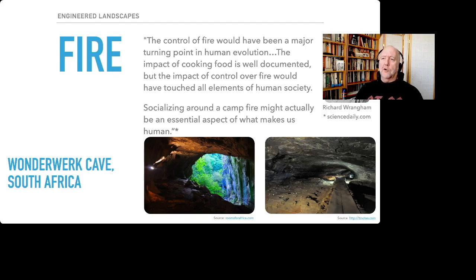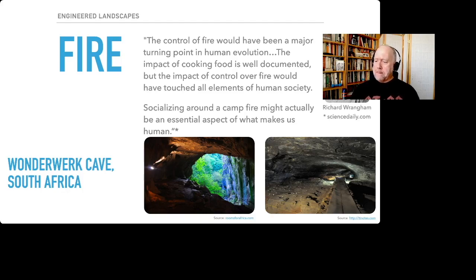He wrote, "The control of fire would have been a major turning point in human evolution. The impact of cooking food is well documented, but the impact of control over fire would have touched all elements of human society." He makes the point that socializing around a campfire might actually be an essential aspect of what makes us humans. That is to say, campfires make us social. Being social means we need bigger brains in order to process who's in and out and who's saying what, etc.